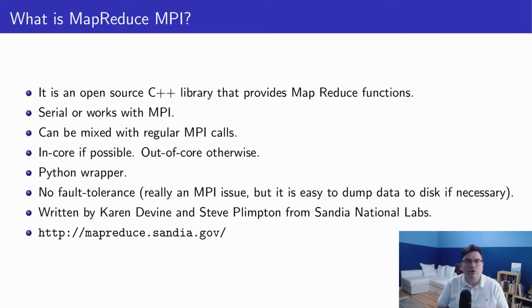MapReduceMPI is an open-source C++ library written by scientists from Sandia National Labs. It provides MapReduce functionalities within MPI applications, so the calls to the library can be mixed in with MPI calls. The library performs calculation in core, but it transparently operates in an out-of-core mode if there is not enough memory on the computing nodes.